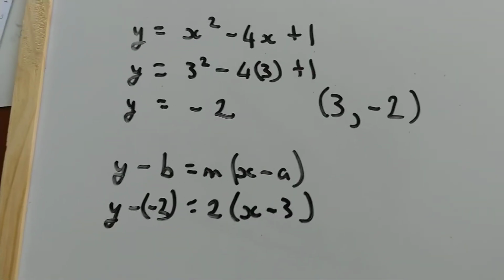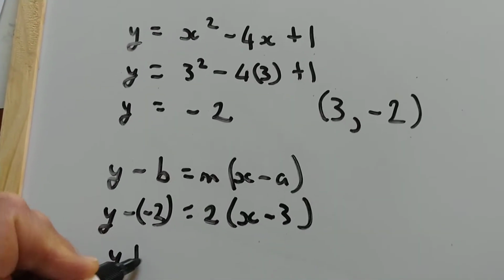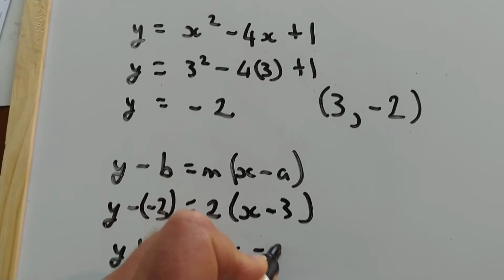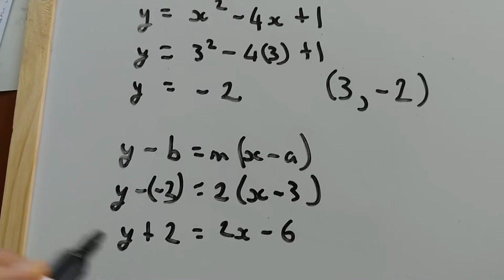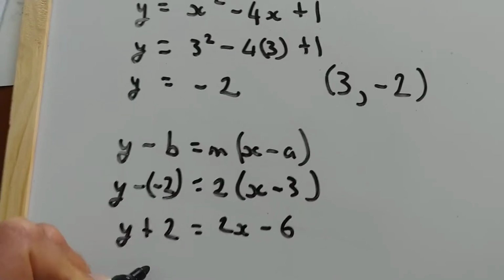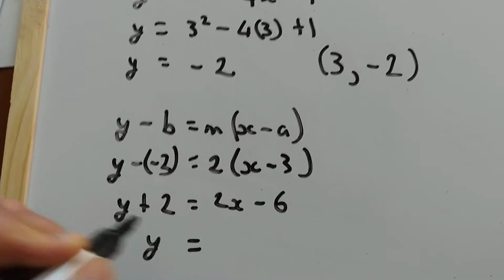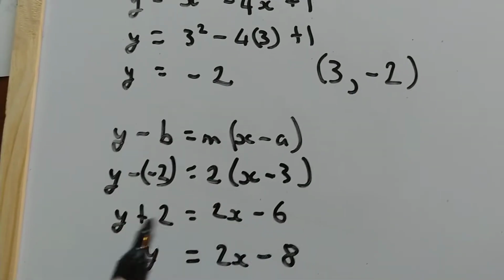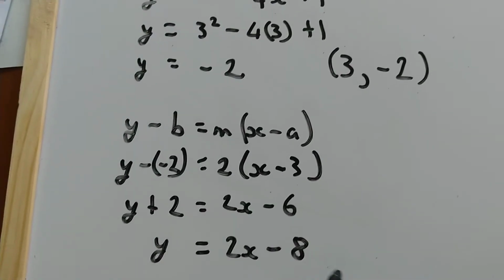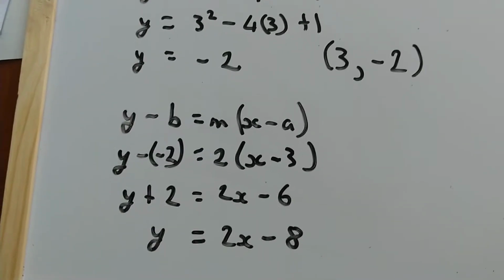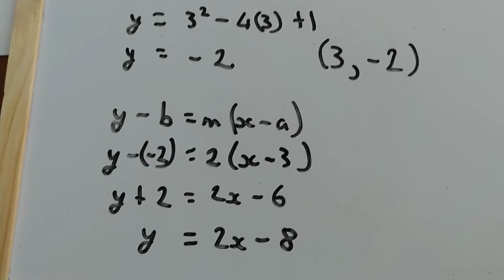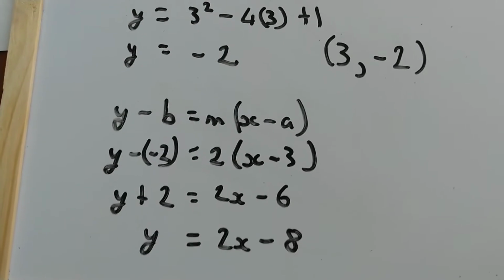Break the brackets and tidy up. Y plus 2 equals 2x minus 6. I'm going to subtract 2 from both sides. Y equals 2x take away 8. That's one of my choices for the acceptable form of an equation of a straight line. And so that's it done. That's the equation of the tangent when x equals 3.